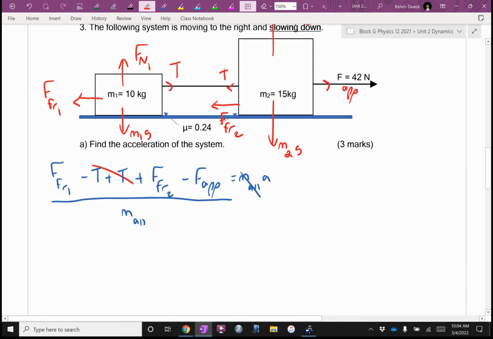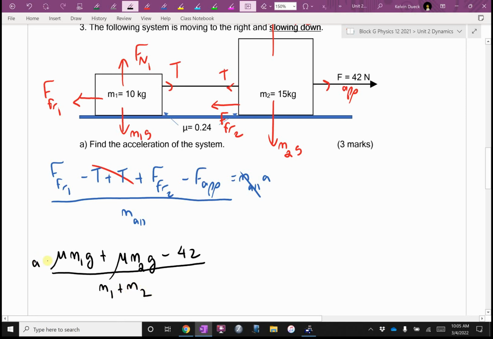Friction is what times what? I don't know the normal force. But look, I would probably on my next line go mu M1G plus, not minus, mu M2G minus 42, all over M1 plus M2. That equals A.